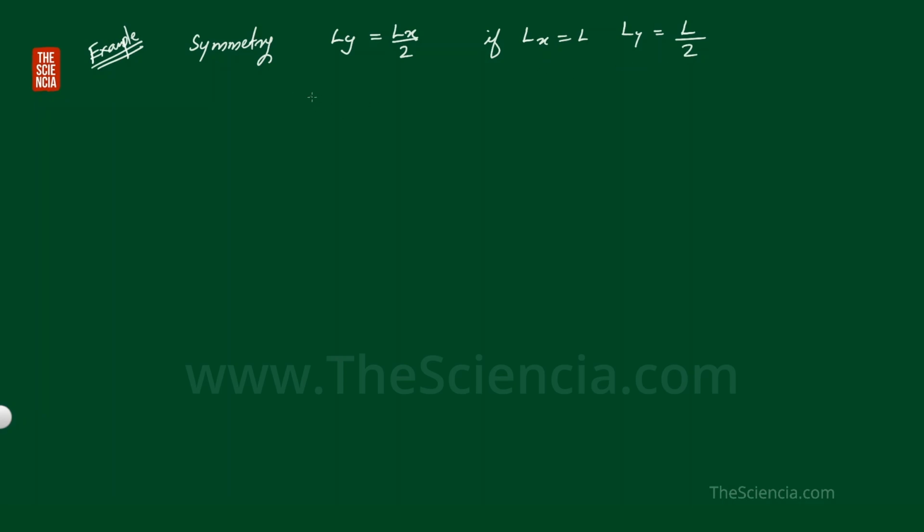The corresponding energy E, we know the general expression, is nx square by Lx square plus ny square by Ly square. It is a 2D case. If it is a 3D case, then there will be nz square by Lz square also. But this is 2D, so we cross-multiply these two terms into pi square h square by 2m. Now we have to substitute this Lx value and Ly value.